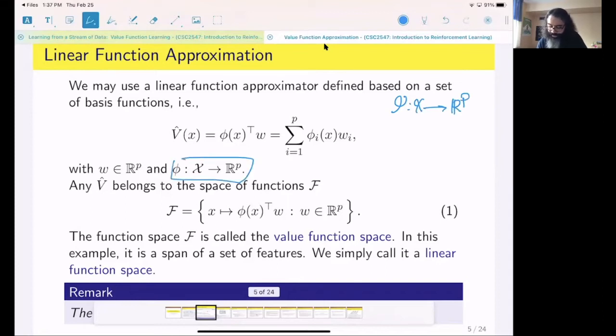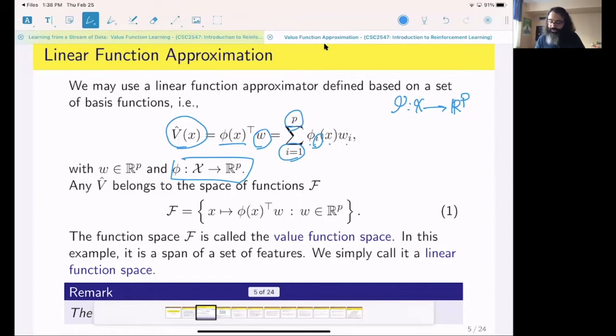And then we define the approximated value function as the inner product of some weights and these features. So it would be phi transpose w, or in expanded form, the summation over phi_i at x times w_i. i is the ith dimension of that feature vector, and i goes from 1 to some number p, like 5, 10 million.